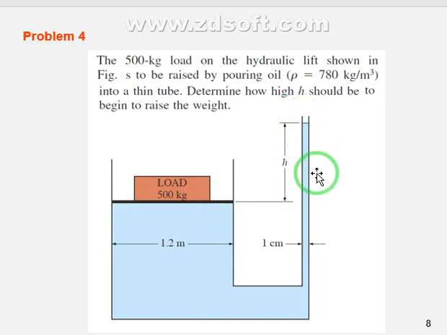Why? I told you why, because the extra weight here will work on a small area and will produce the same pressure as the pressure that is produced by the 500 kilogram. So this is the concept of a jack. So the solution is like that. We're going to calculate the pressure here. We have atmospheric pressure here and atmospheric pressure there.